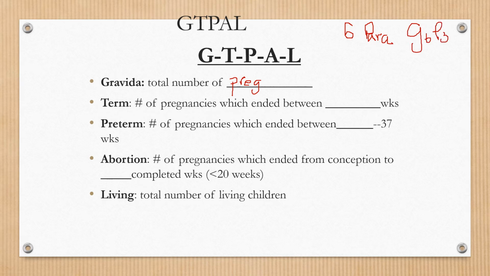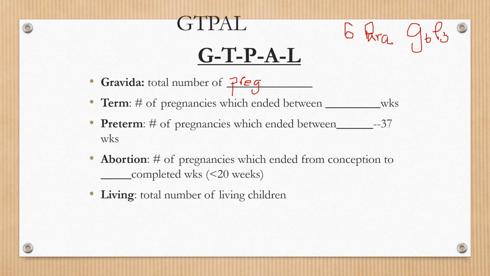G6P3. This means that this person has had 6 pregnancies and 3 of them made it past 20 weeks. That's all that means when we say G6P3. 6 pregnancies, 3 of them delivered after 20 weeks. Because the P, or para, is talking about the number of events after 20 weeks.